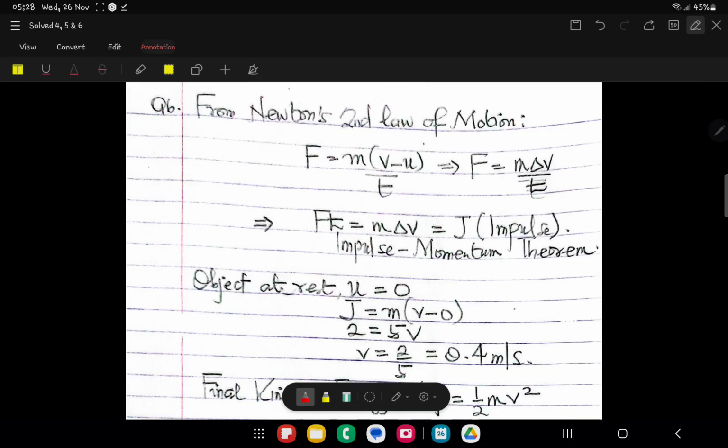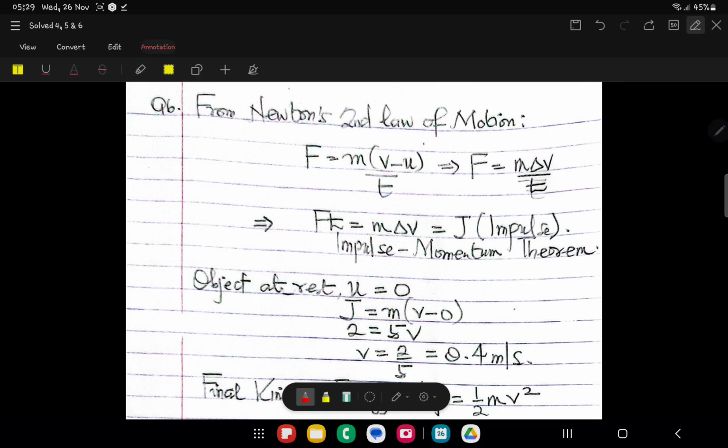Now, from Newton's second law of motion, the rate of change of momentum of a body is directly proportional to the force you apply. And that rate of change of momentum will always take place in the direction of the force you apply. So from there, we can deduce that our F is equal to our mass times our change in velocity divided by time. Okay, so our F, or our force, is given as mass times change in velocity, which we've written here as change in v divided by t.